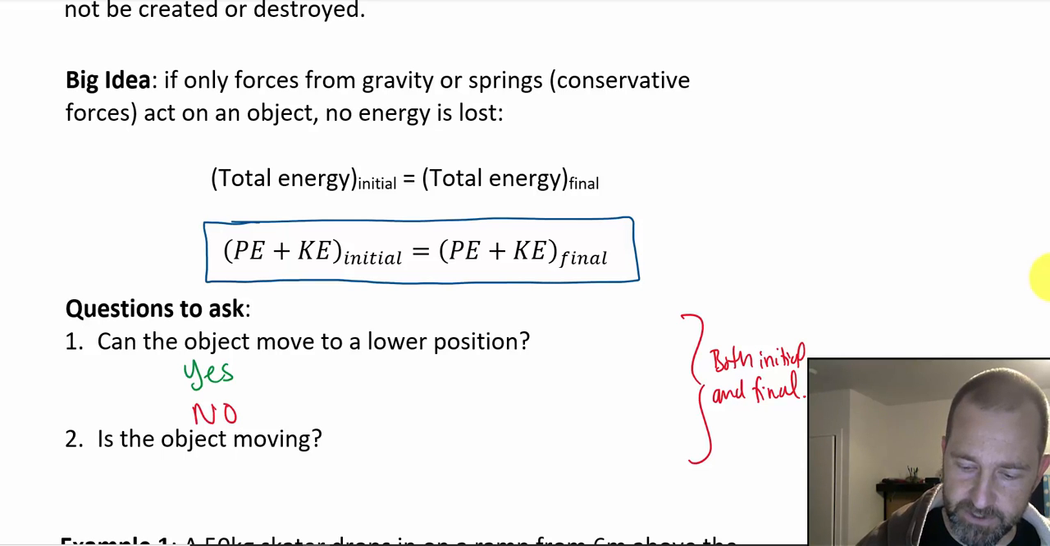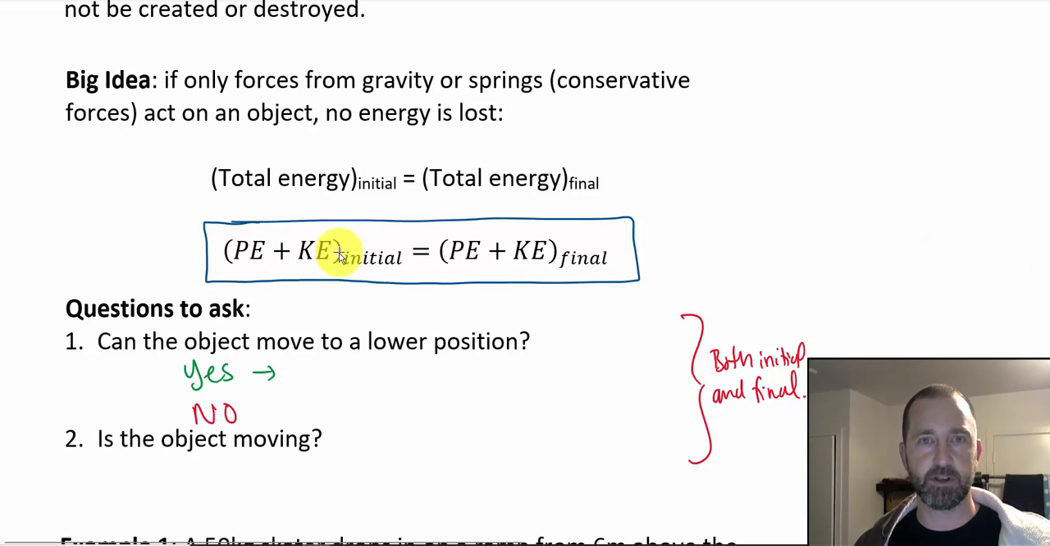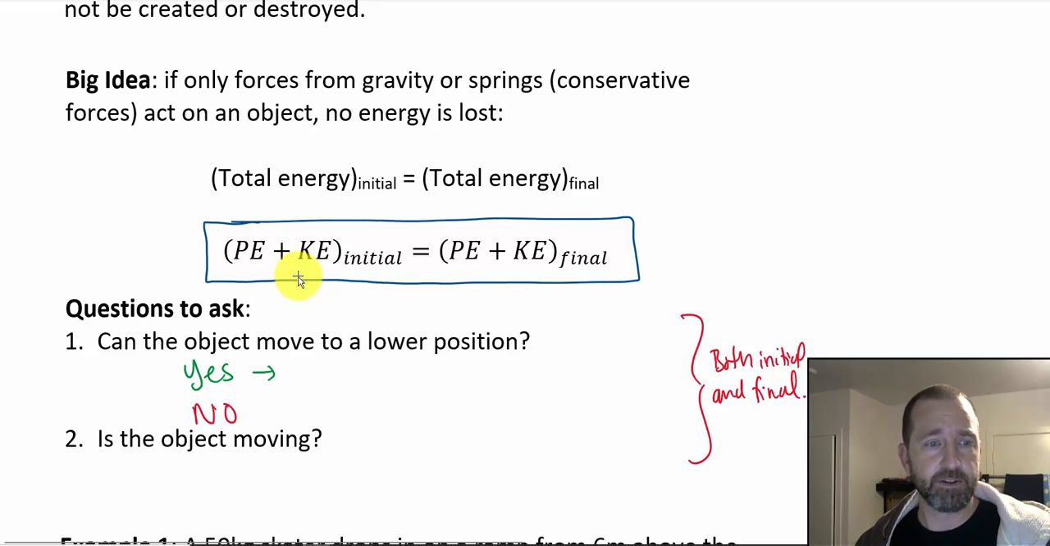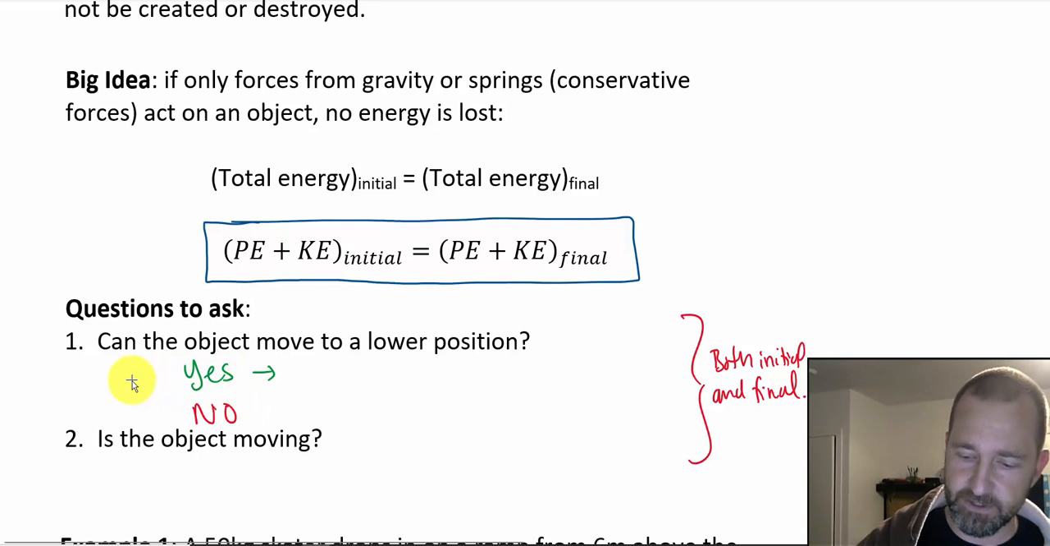If the answer to that question is yes, that means we're going to keep potential energy in that initial side of the equation. We could have potential and kinetic energy. We could have something above ground and moving. That's not unheard of. Birds do it all the time. So if the object is above ground or above our zero position, and we ask ourselves, is it able to move to a lower position? If the answer is yes, we keep the PE. If the answer is no, then we can cross it out.